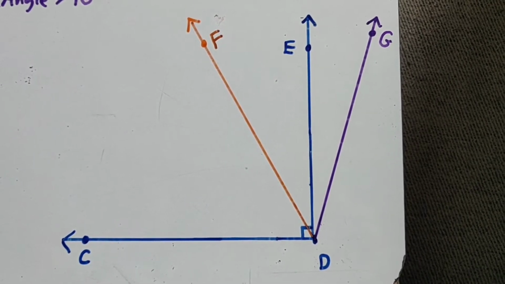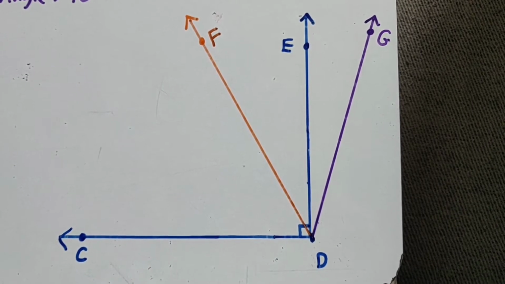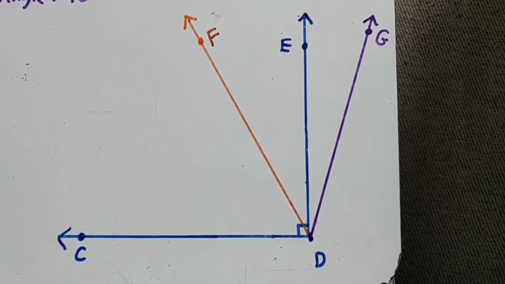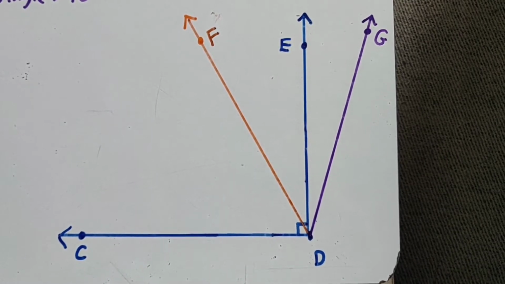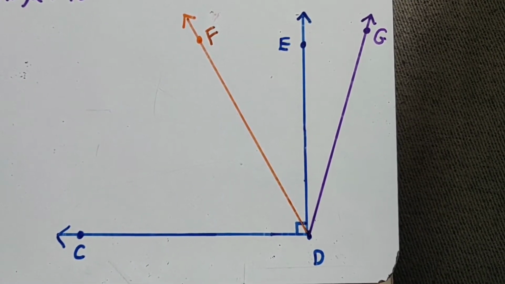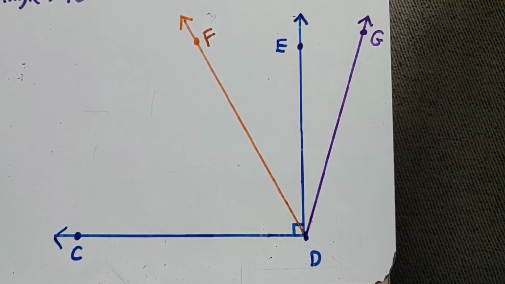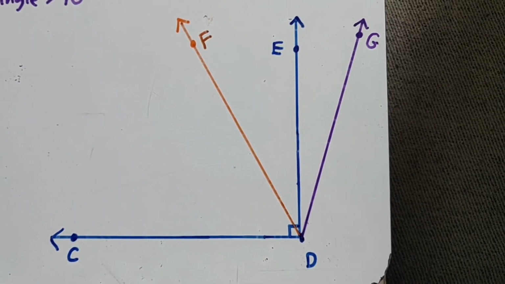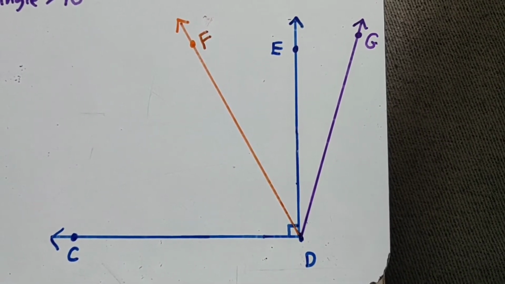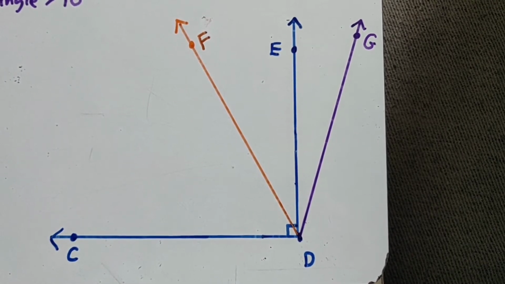And so now I want you to think about this. If we look again at ray DC at the bottom, and we want to think about what other ray, other than ray DC at the bottom, along with ray DC at the bottom, forms an obtuse angle. And then we want to name that angle. So go ahead, pause your video and figure out which angle is an obtuse angle.